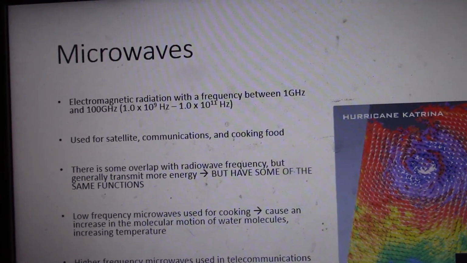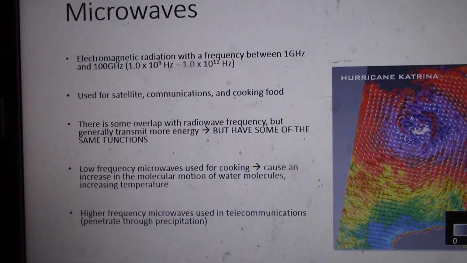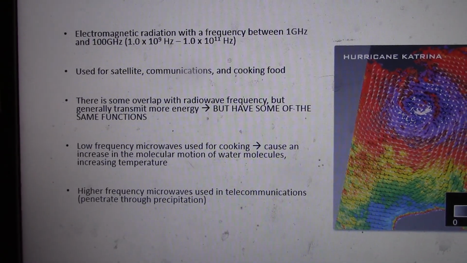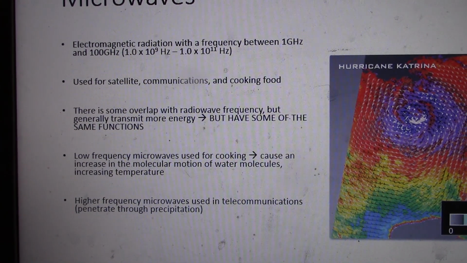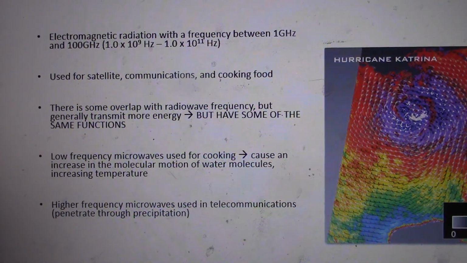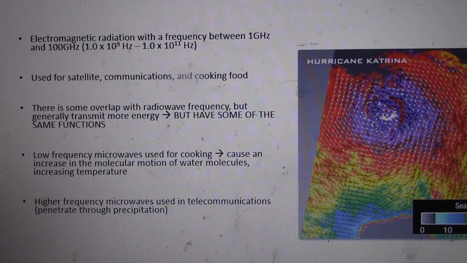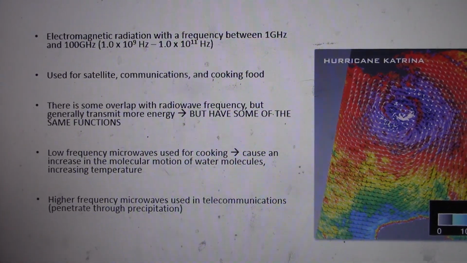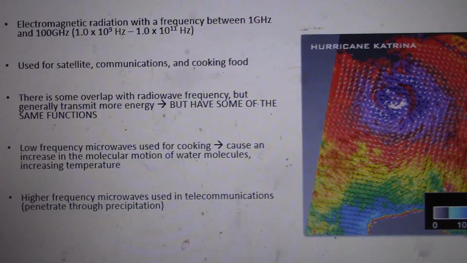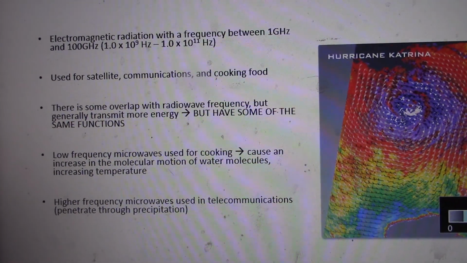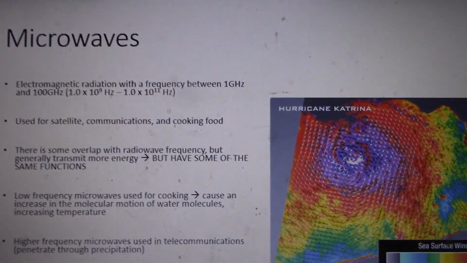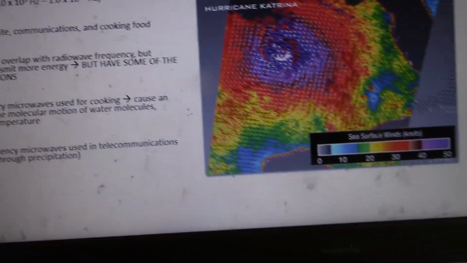They are electromagnetic radiation with a frequency between 1 gigahertz and 100 gigahertz, used for satellite communications and cooking food. There is some overlap with radio wave frequency. They have the same functions, but generally transmit more energy than radio waves. If you bombard food particles with microwaves, you cause the molecules to vibrate, and that changes their nature and causes them to be cooked. Higher frequency microwaves are used for telecommunications like cell phones and GPS because they penetrate through weather patterns.